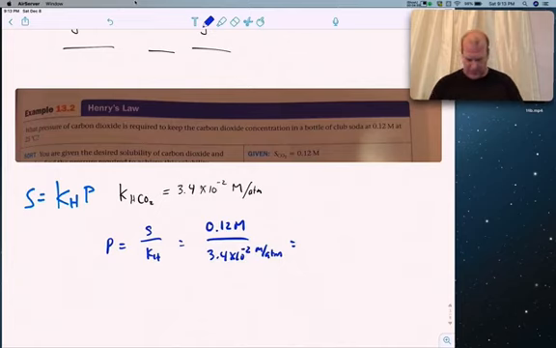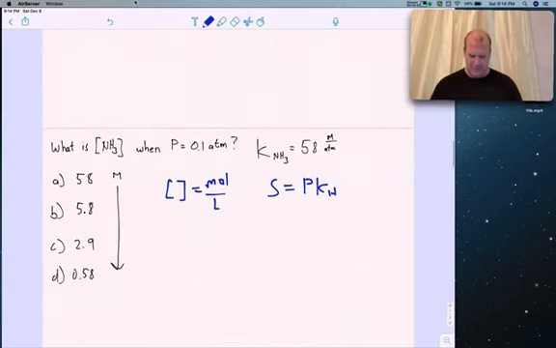And what is that? Let me throw that in my calculator. 0.12 divided by 3.4 e minus 2. I get 3.5. How many sig figs do we have? 2 sig figs, so 3.5 atmospheres. So it seems pretty straightforward.